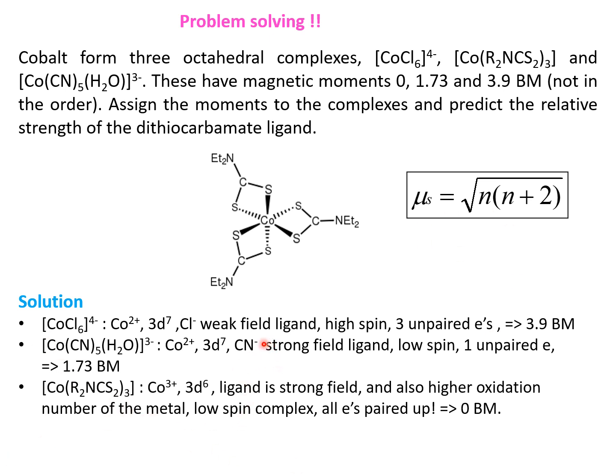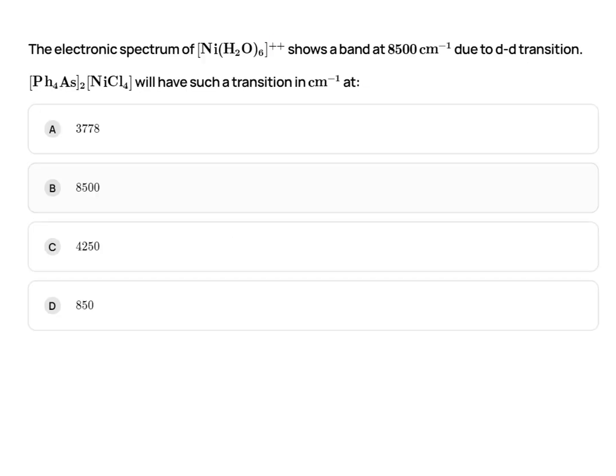Why it is 3.9 means it is a weak field ligand, high spin, 3 unpaired electrons. Whereas for the cyano ligand, it is a strong field ligand, low spin, 1 unpaired electron. Whereas for the third one, it is strong field, higher oxidation number, so that it is 0. That's to test.